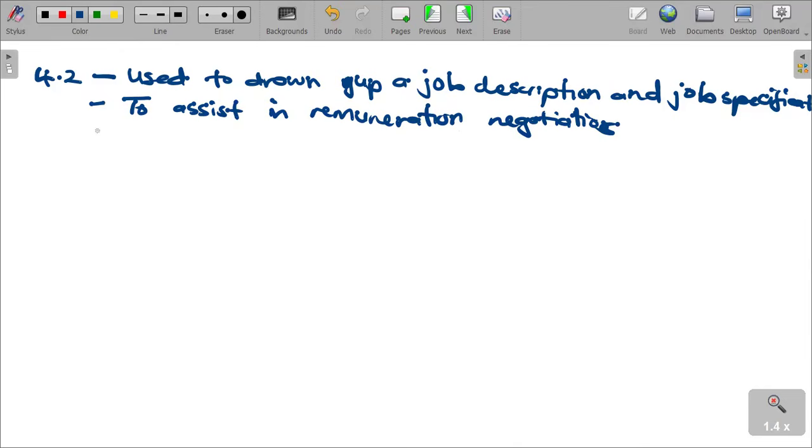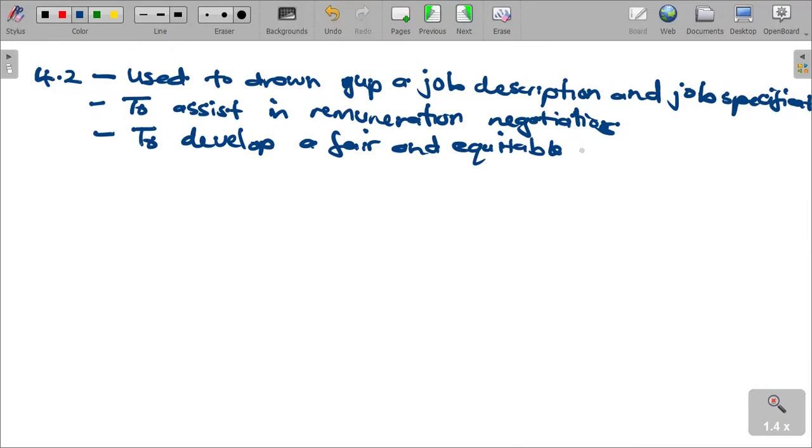Right? It also can be used to develop a fair and equitable remuneration structure.